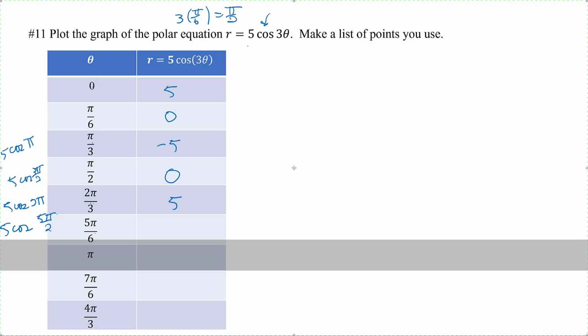So with 5 pi halves, we go all the way around the unit circle and then another pi half. So we're at pi halves. The cosine of pi halves is 0. 5 times 0 is 0.